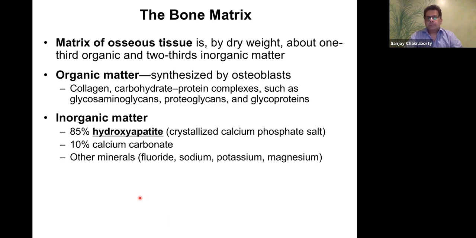Apart from that, there are some other minerals such as fluoride, sodium, potassium, magnesium. All of these are also required. So mainly calcium salt, and some of the others. Now, these are the matrix part, or the chemical part of the bone. These are the chemical composition of the bone. Later on, I will explain how exactly it is formed. First, I'll give you an example to understand this chemical composition of the bone, and then we'll proceed to the cells.